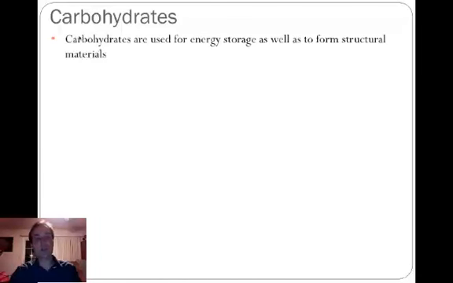Moving on, so we've talked about two categories of macromolecules. The third category would be carbohydrates. Carbohydrates are used for energy storage as well as to form structural materials. So two different uses here.